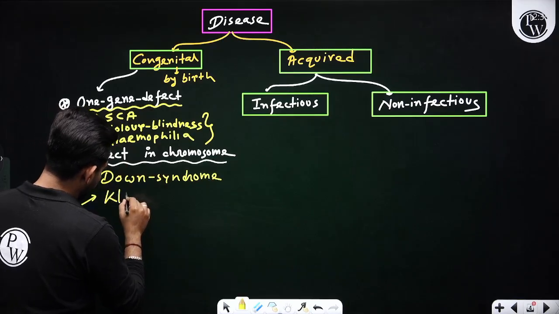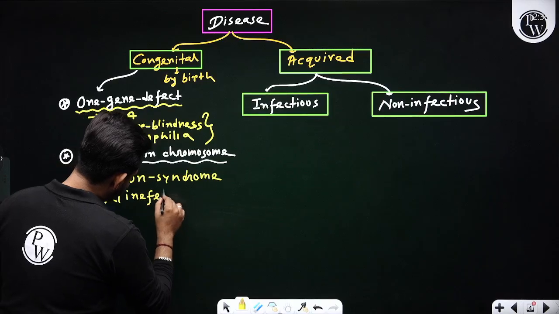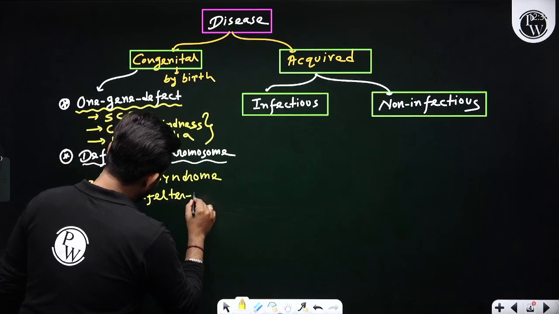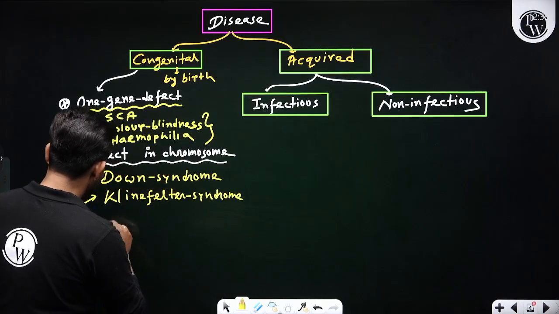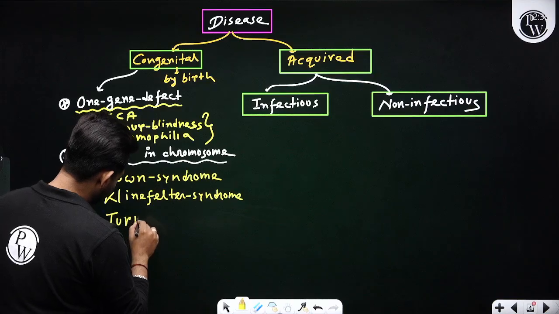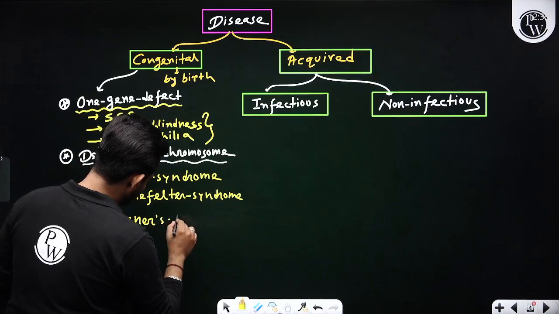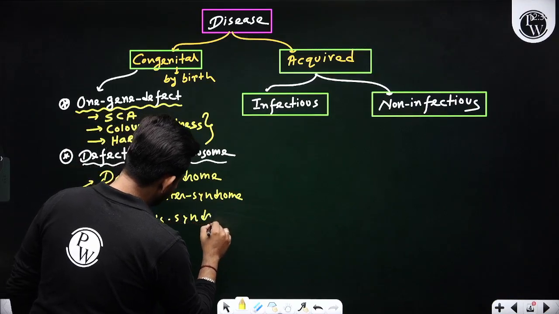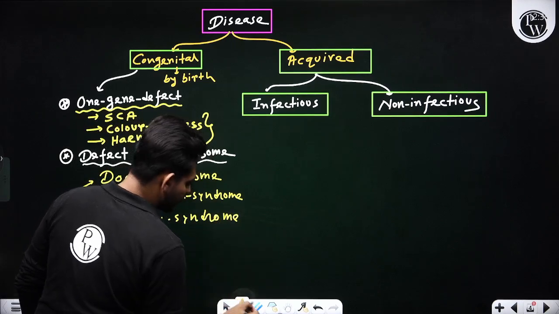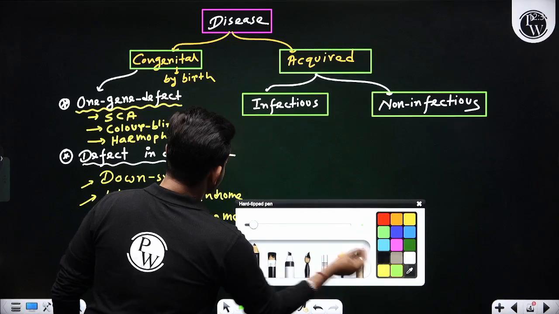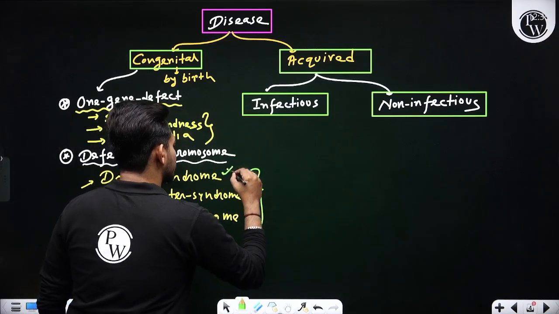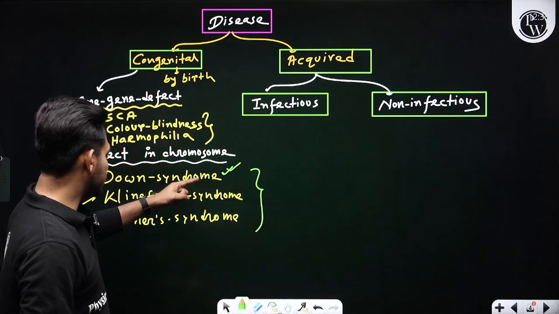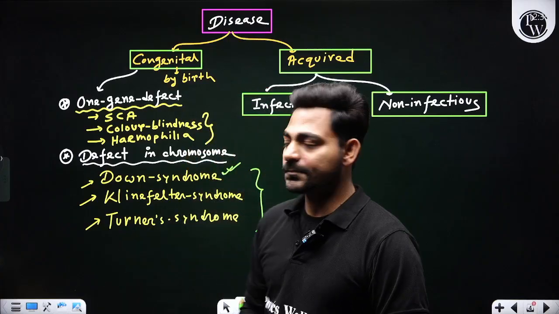Klinefelter syndrome, Turner's syndrome, these are some conditions where chromosomes or the number of chromosomes are affected. Like in the case of Down syndrome, there will be trisomy of the 21st pair of chromosomes.